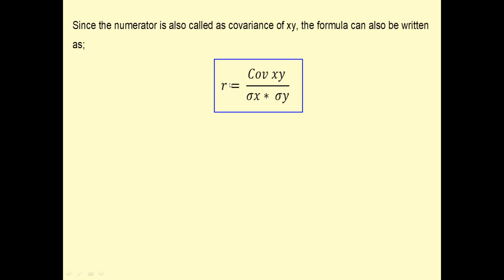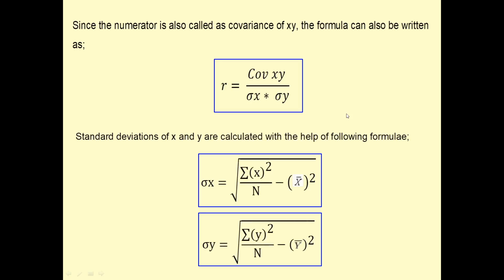Since the numerator is also called the covariance of xy, the formula can also be written as: r is equal to covariance of xy divided by standard deviation of x into standard deviation of y.